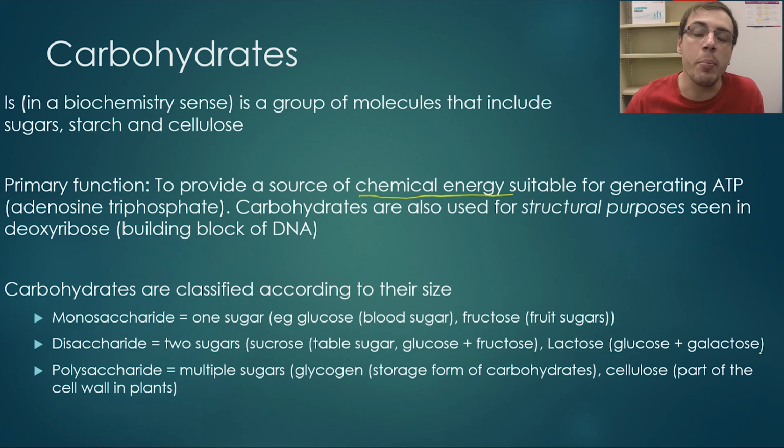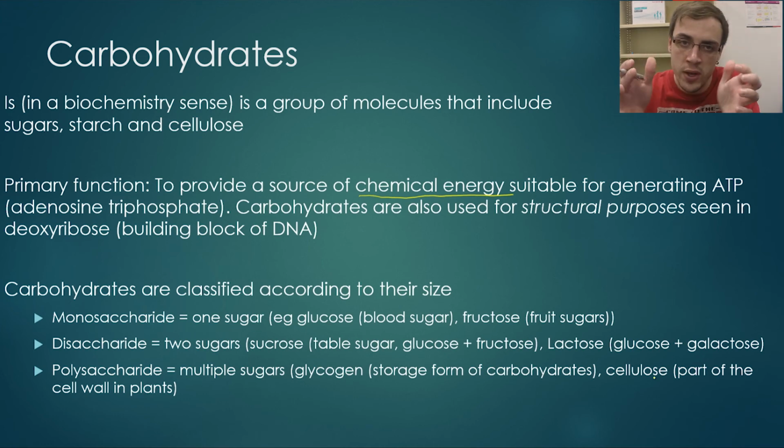And lastly, we have a polysaccharide. So poly meaning multiple, so it's multiple sugars. And this is where we see glycogen, which is the primary form of storage of carbohydrates. So when we want to store our carbohydrates for a long period of time, we form it into glycogen. Now there is also cellulose. That's another polysaccharide. We see that primarily in plants inside the cell wall, and that's what encompasses the cell and provides it a lot of protection.